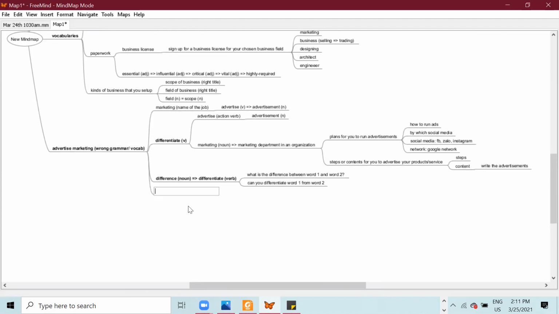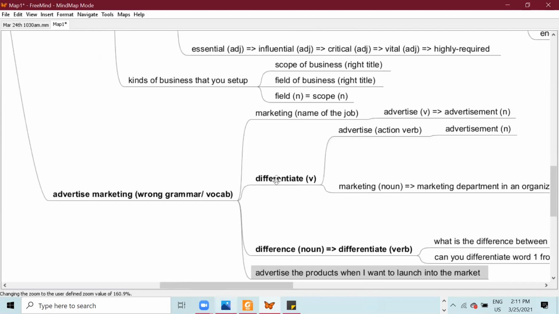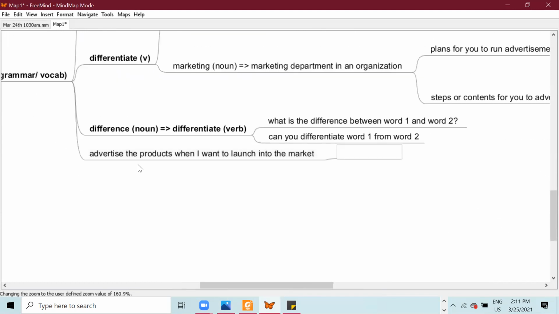I think I advertise the products when I want to launch into the market. Okay, nice sentence here. Please pay attention to this one. Advertise the products when I want to launch into the market.